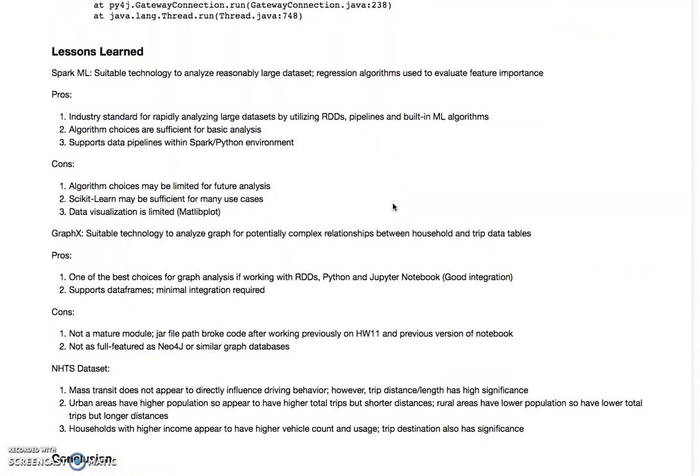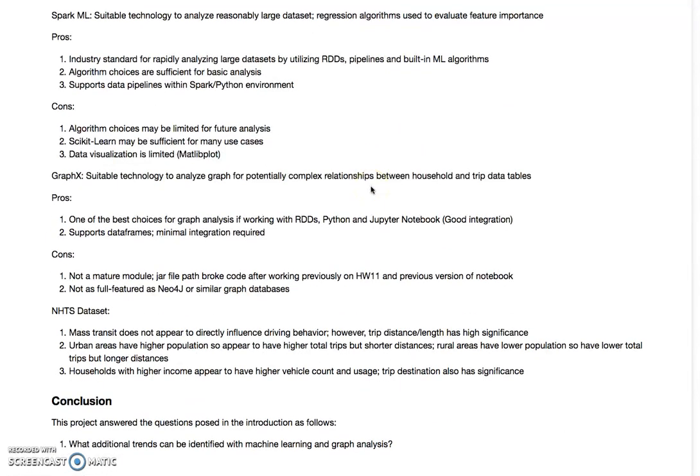after the error message, some lessons learned. We have the pros and cons of each technology. So SparkML was a good choice for analyzing large data sets. Spark scikit-learn, though, could have been used for the same cases, so that's a con. GraphX is good generally for RDDs and pipeline work, but again, it doesn't seem to be very mature, because there were no modifications to the code, yet the jar file path broke after working twice. And there are other choices, honestly, Neo4j or other tools. Though GraphX could be used for production because it works nicely with pipelines.